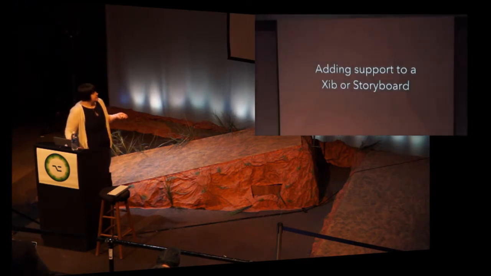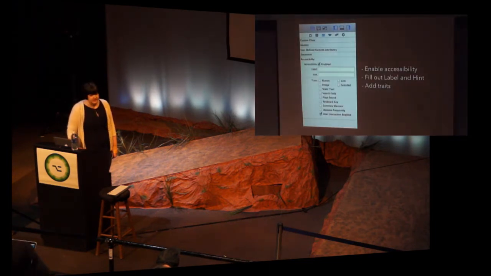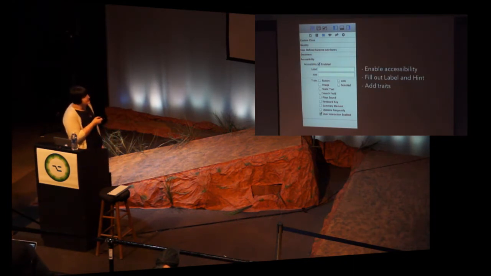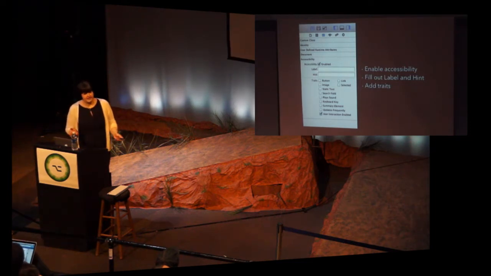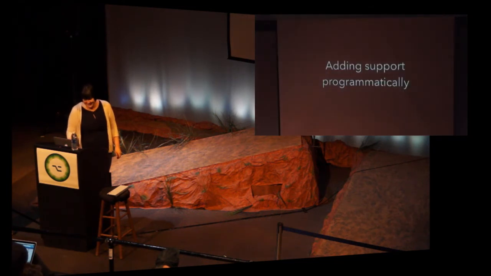So how do we add support if we're using XIBs and storyboards? It's really, really easy. You basically have a tick box, and then you set the label, optionally set the hint, and then add traits, and you're done, pretty much.